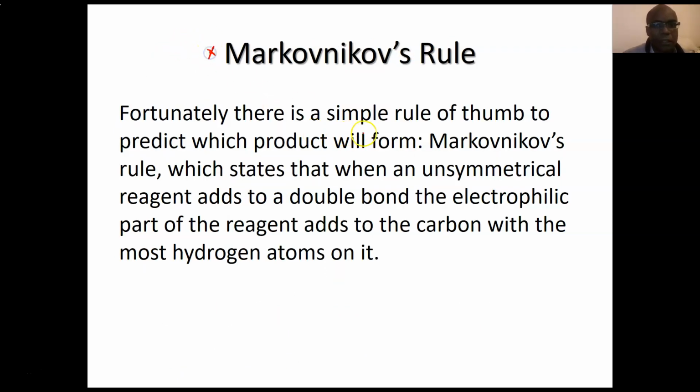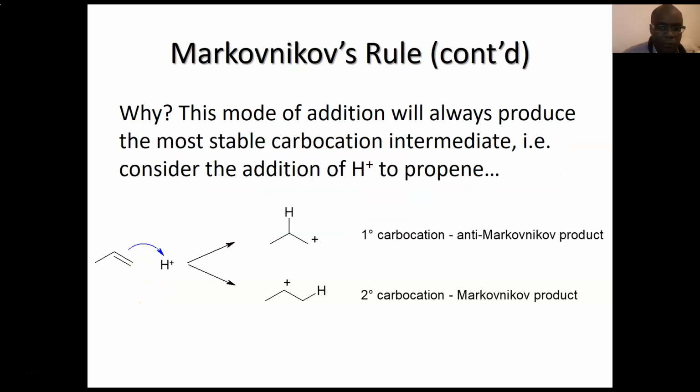So fortunately, there's a simple rule of thumb to predict or determine which product will be the major or which will be preferred, and that's Markovnikov rule, based on this Russian chemist called Markovnikov. He is a physical chemist. The Markovnikov rule states that when an unsymmetrical reagent adds to a double bond, the electrophilic part of the reagent adds to the carbon with the most hydrogens on it. Okay, too much story, but what we mean is this.